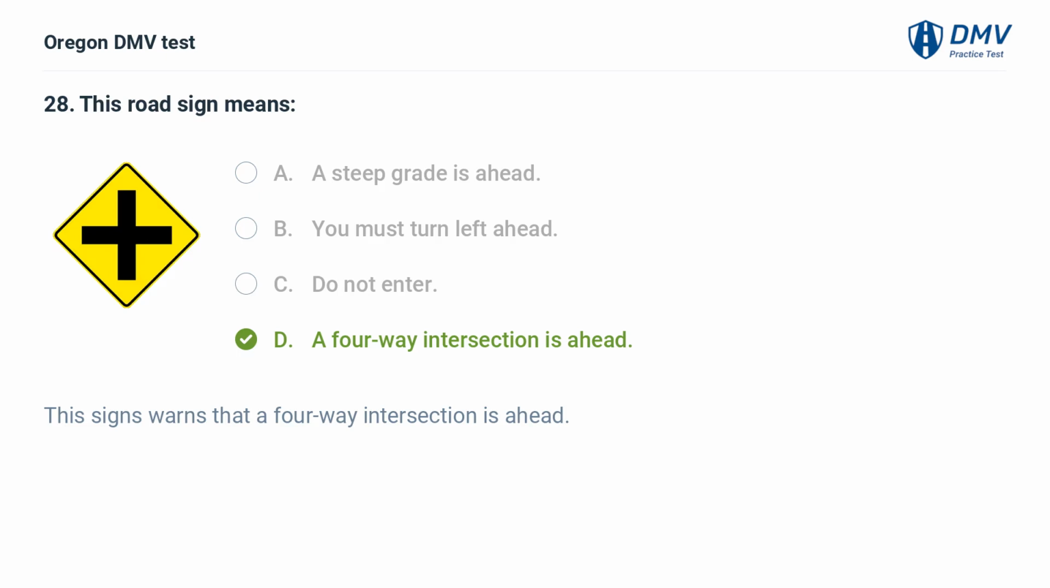D. A four-way intersection is ahead. This sign warns that a four-way intersection is ahead.